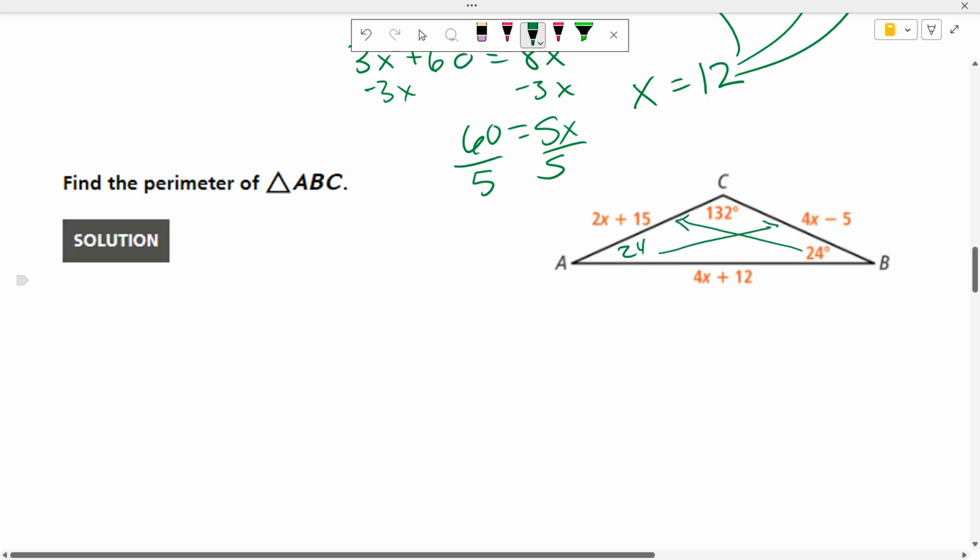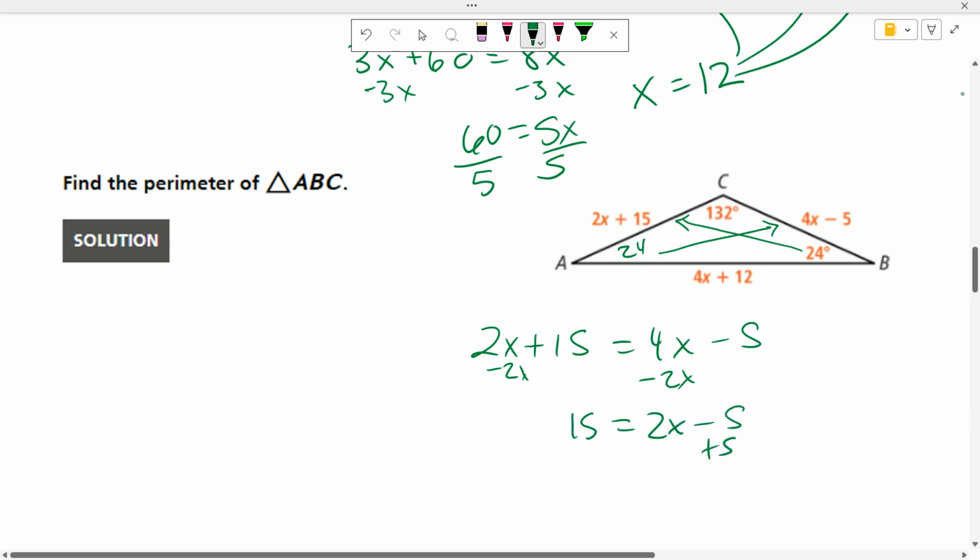AC and BC. So 2x plus 15 equals 4x minus 5. So subtract 2x from each side. 15 equals 2x minus 5. Add 5. 20 equals 2x. Divide by 2.